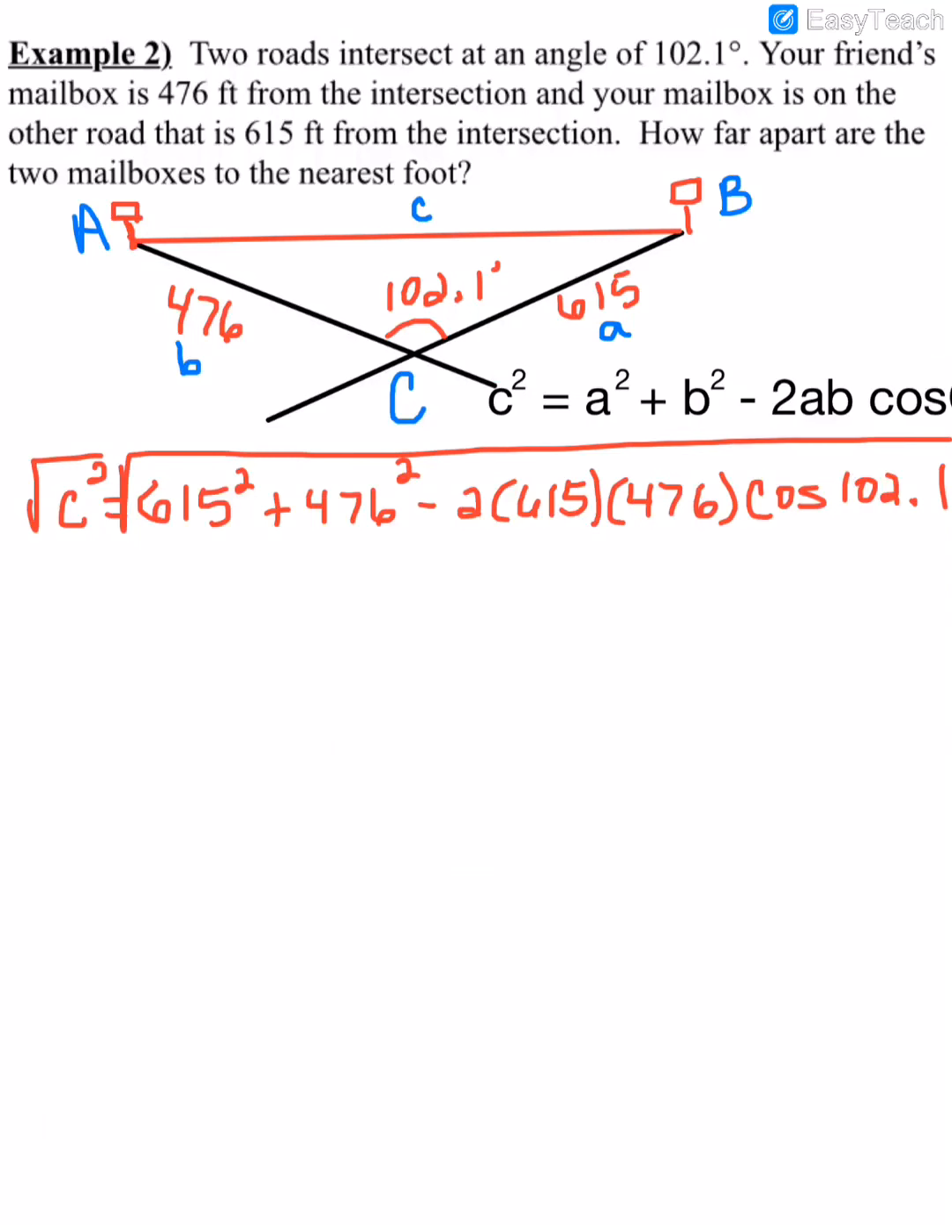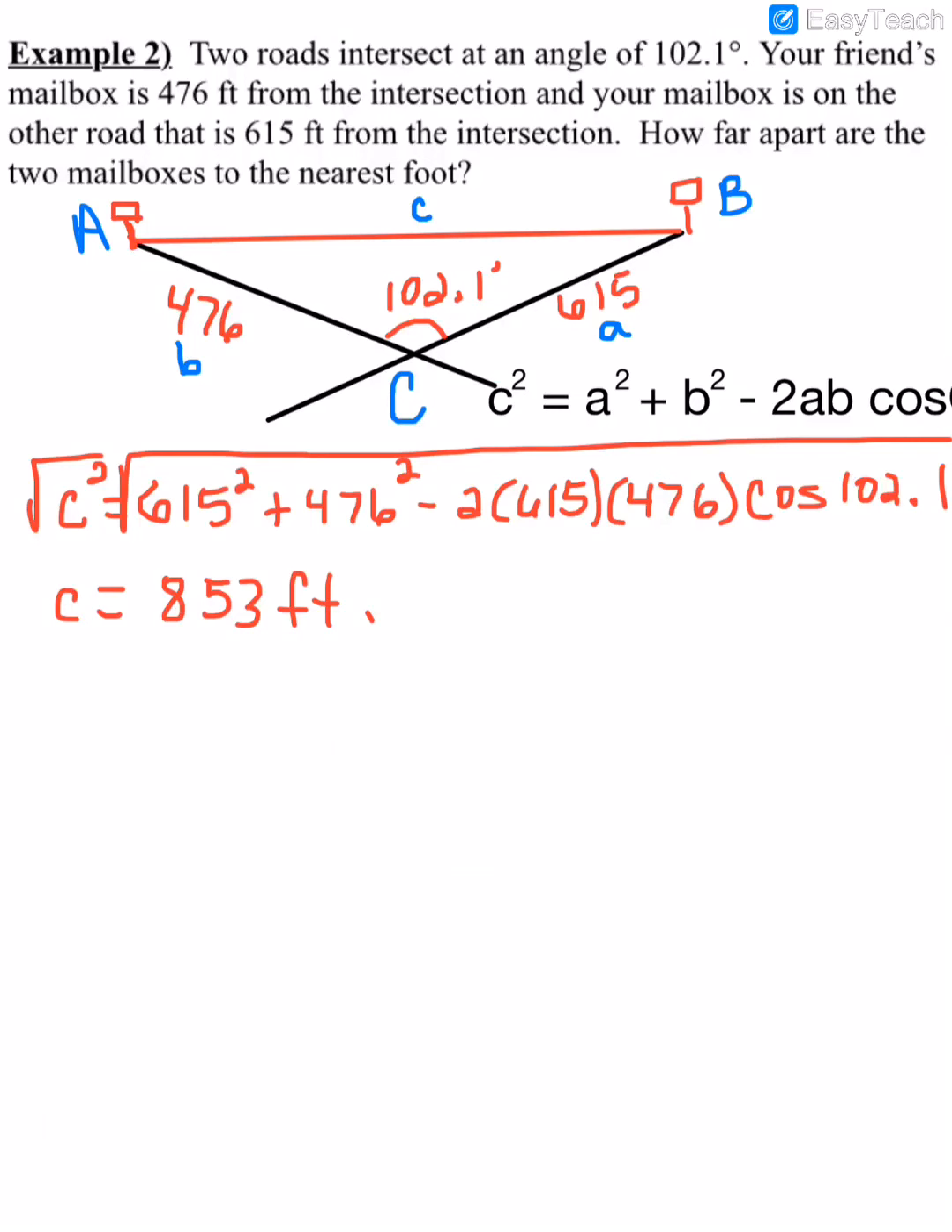So we can take the square root of all of this, and if we just put that all in our calculator at one time, then we get that side C is 852.9, and it says to the nearest foot. So we're going to round this, and that would round to 853 feet is the distance between the two mailboxes.